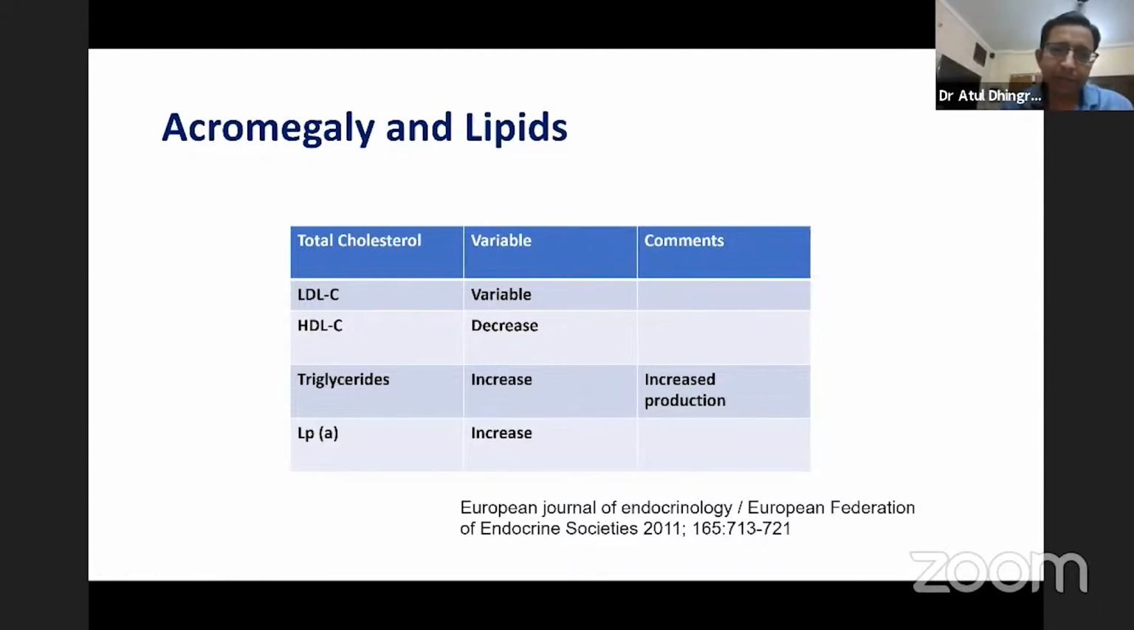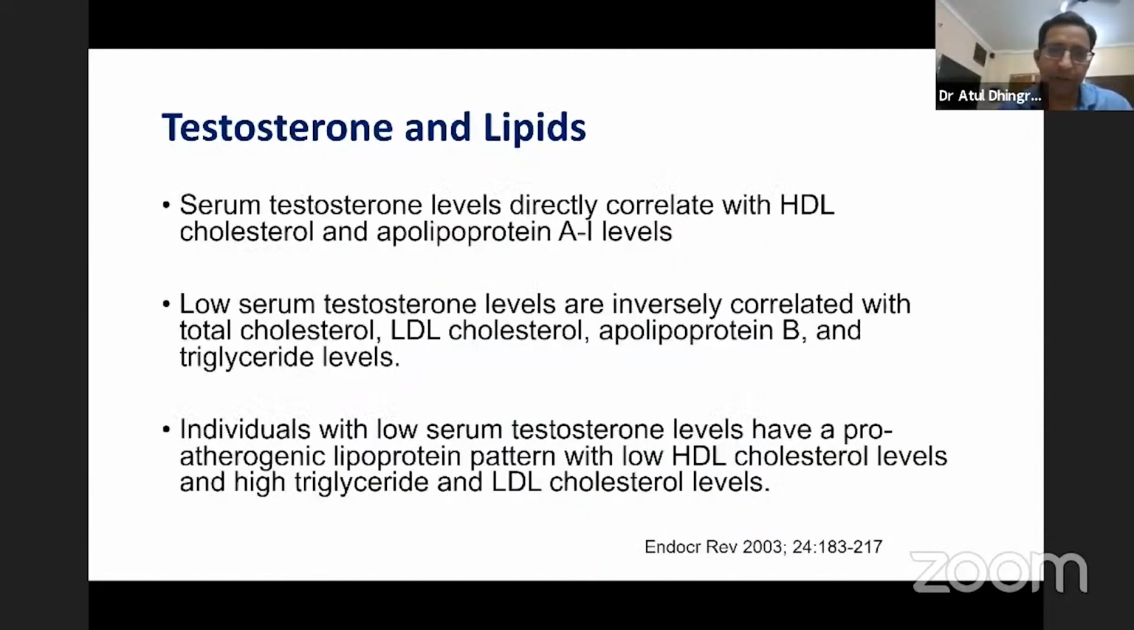Acromegaly is again associated with increased triglyceride levels. So both deficiency and excess of growth hormone are associated with increased triglyceride levels. But here the reason is increased production of triglyceride, as opposed to reduced catabolism of triglyceride in growth hormone deficiency. Serum testosterone directly correlates with HDL cholesterol and apolipoprotein.